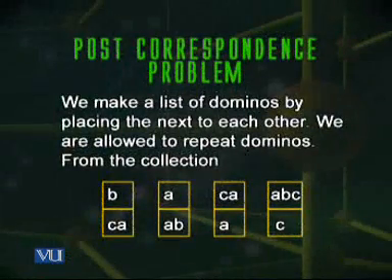The PCP is a collection of dominoes. So you will be given a collection of dominoes. Let's look at a collection of dominoes. Here is a collection of dominoes. This collection consists of 4 dominoes. The first domino has a B on top and a CA on the bottom. The second domino has an A on the top and AB on the bottom. The third domino has a CA on the top and an A on the bottom. The fourth domino has ABC on the top and C on the bottom.